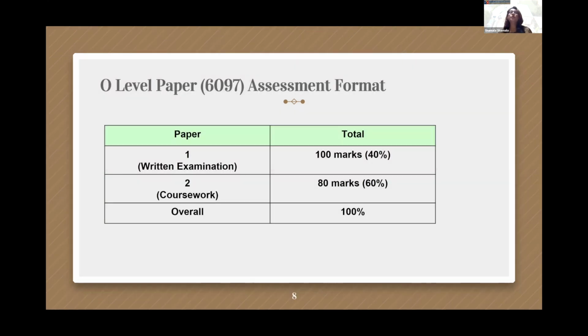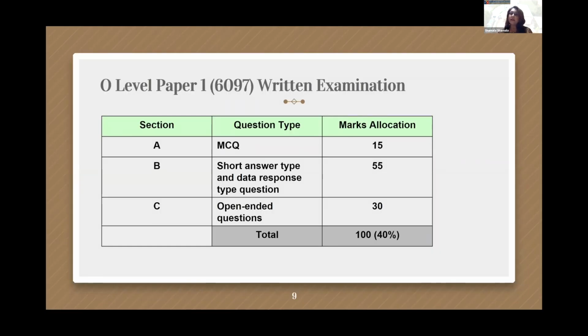Okay, now let's move on to the O-level paper assessment format, similar to normal academic paper, but now the marks for written examination is higher. It's 100 marks converted to 40%, and paper 2 coursework is 80 marks converted to 60%. So together you get your 100%. Over here, the format is still the same.